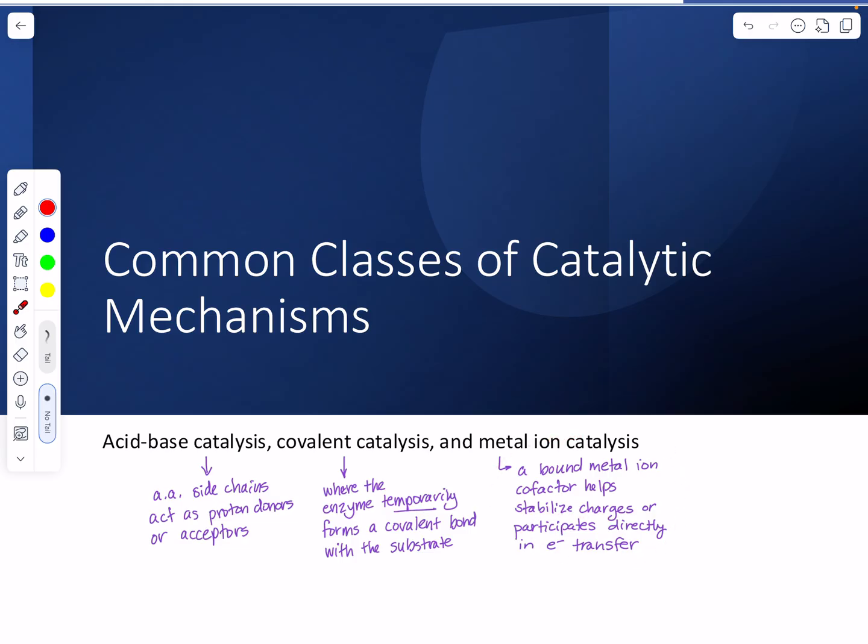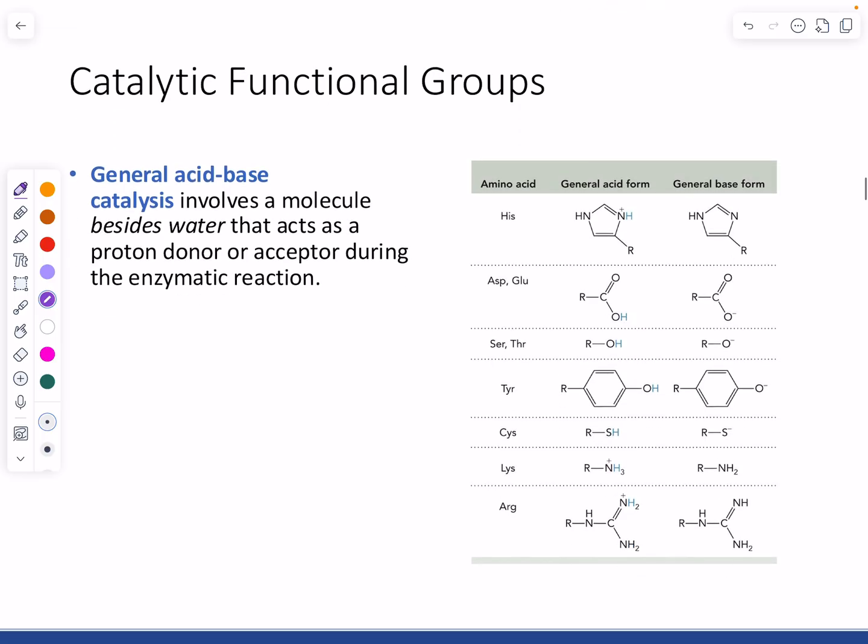So if we have a positive metal ion, it's going to help stabilize a negative charge somewhere in the course of the reaction. Or these can participate directly in an electron transfer. So remember that we talked about metals as being redox helpers. They participate in redox reactions. Okay, so again, remember that these are catalytic strategies. We would call them enzyme mechanisms, but there's a difference between an enzyme's mechanism, which is a catalytic strategy, and a reaction mechanism that's a class of organic reactions.